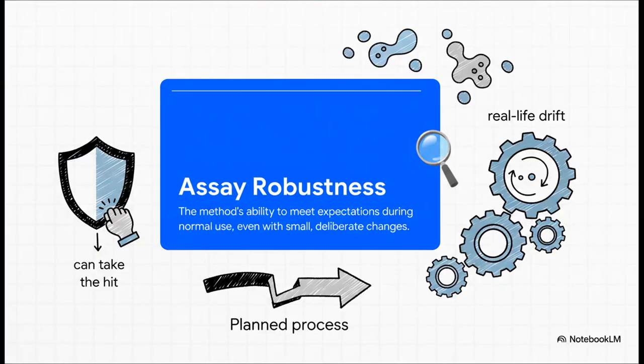The solution is to get ahead of it by thinking about robustness. And what's so important about this definition is that phrase, small, deliberate changes. This isn't about just creating chaos. It's a planned, structured process where you intentionally nudge the protocol in ways that mimic that real-life drift just to see if it can handle the pressure.